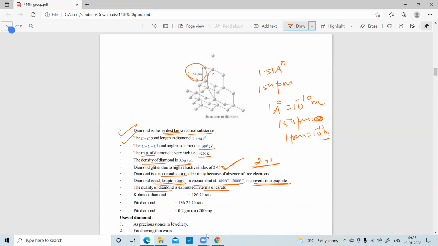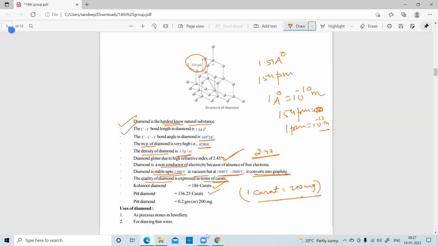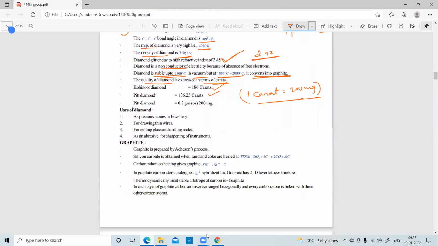The quality of diamond is expressed in terms of carats. The Kohinoor diamond is 186 carat. The Pitt diamond is 136.25 carat. Keep in mind that 1 carat is equal to 200 milligrams. Now, uses of diamond. As we all know, diamond is a very precious stone. It is used in jewelry, for drawing thin wires, for cutting glass, drilling rocks, as an abrasive, and for sharpening instruments. So these are the uses of diamond.